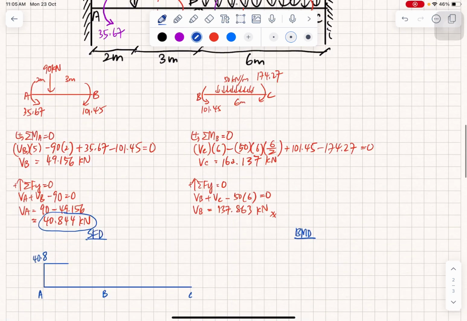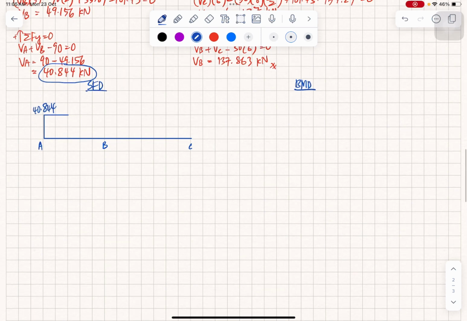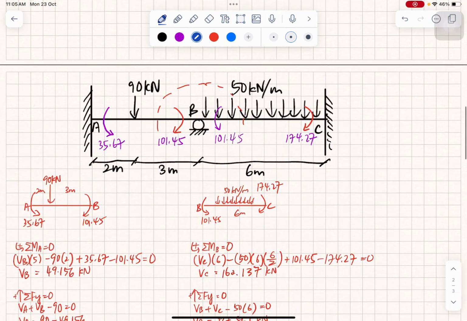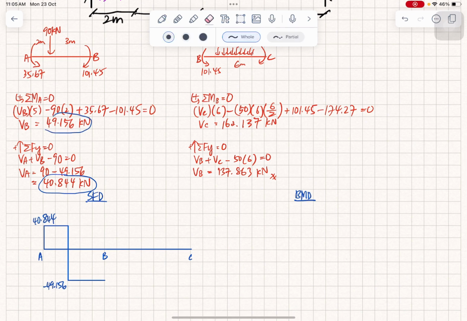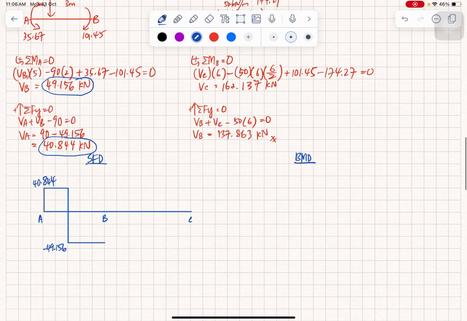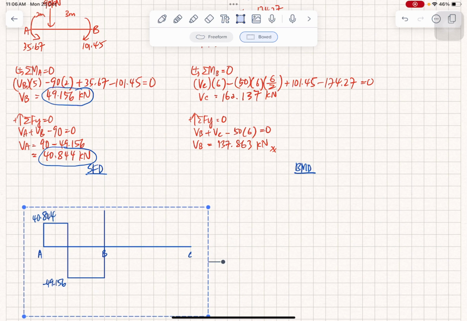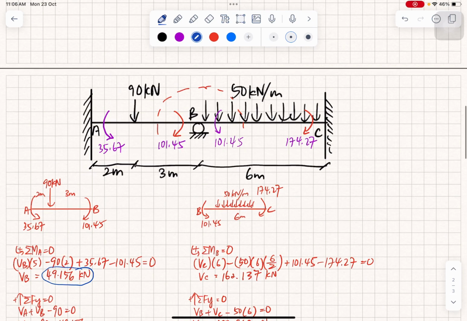So 40.844, we move down 90, so minus 90, you go to negative 49.156, and it remains constant until B. At B, for the first part, it is 49.156 going upwards, so plus 49.156. You go up here, and then we will move up until 137.863. So now we are at point B.